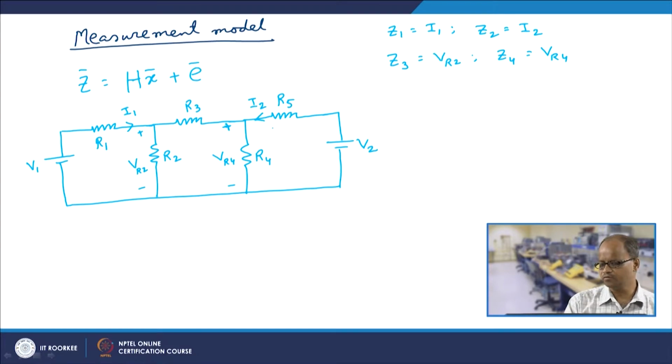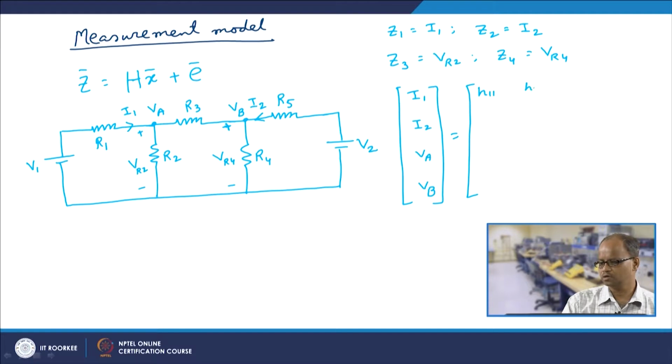Now we have to find out what the expressions of I1 and I2 would be. Let us say this point is VA, and this point is B, so this particular voltage is VB. Then we have to find this matrix, which is H11, H12, H21, H22, H31, H32, H41, H42, multiplied by V1, V2.